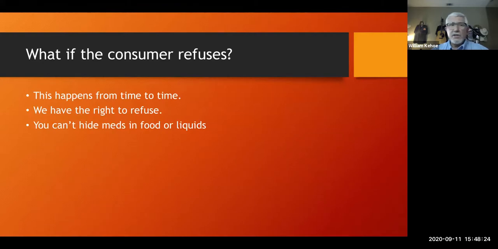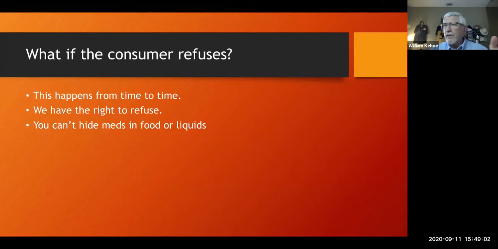Now, what do you do if your consumer refuses? Okay, it happens from time to time. And there's any number of reasons why a person might refuse to take a medication. With consumers, I think you have to investigate a little bit because they may or may not be able to communicate to you why. Well, maybe this thing tastes horrible. Okay, maybe they can't communicate that to you. Maybe they're in a bad mood. Maybe they're being sort of passive aggressive, or for whatever reason, they don't want to take it. Well, they have the right to do that.